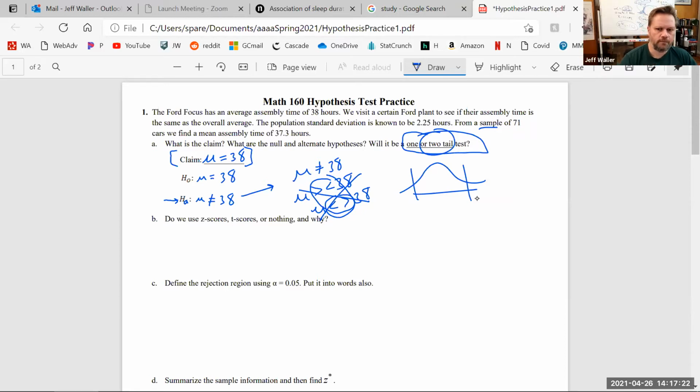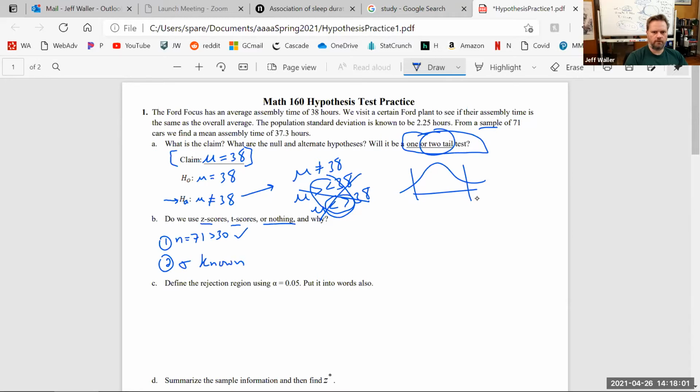All right. So are we going to use z-scores, t-scores, or nothing? What two things do you have to check? What's the most important thing? Go ahead. Would you use z-scores? Why? Because the n is greater than 30 and we know the population standard deviation.